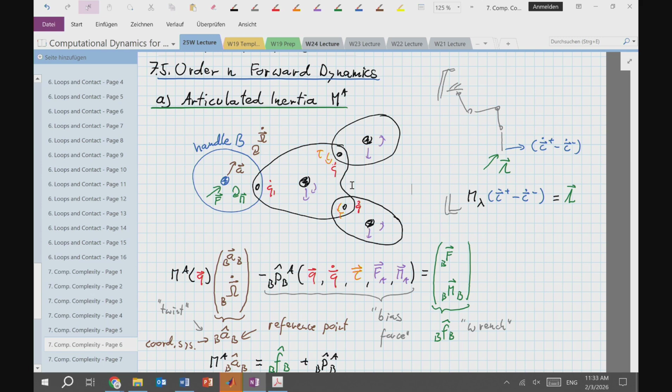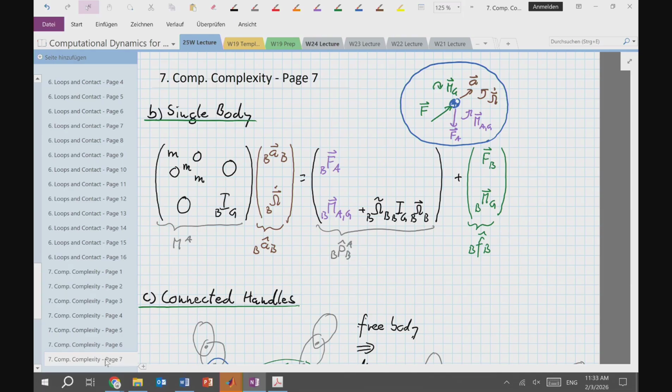And the way you should read these bias forces is, if I set the accelerations to 0, the forces that I apply just to keep the handle, the blue body, stationary, those are the bias forces. That was my claim. Kind of a bold claim, but if we build this up slowly, maybe you believe me.